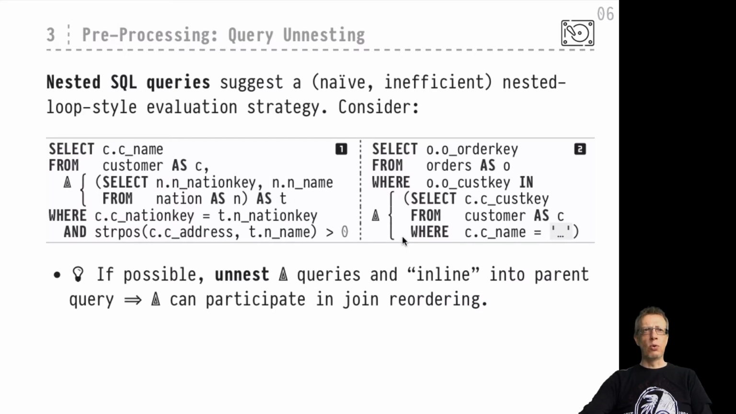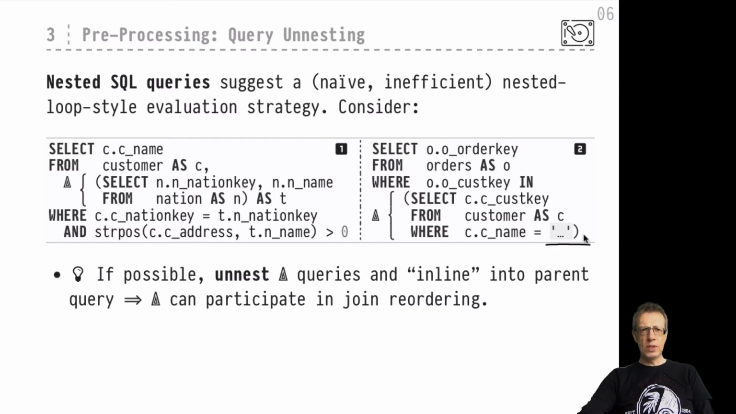This also contains a nested set-oriented query. We are looking for particular customers of particular names here and retrieve their customer keys. This is a non-correlated subquery.